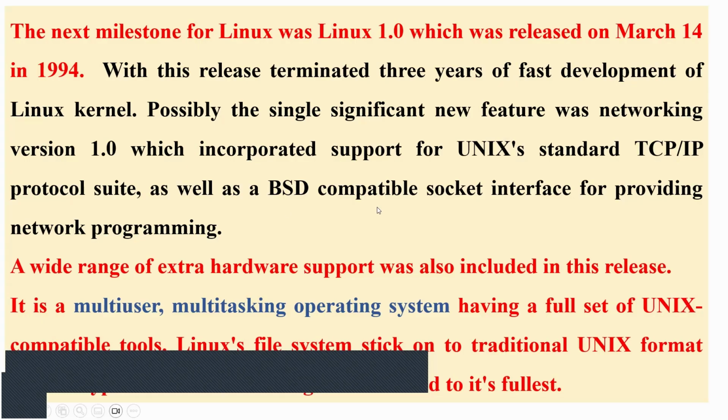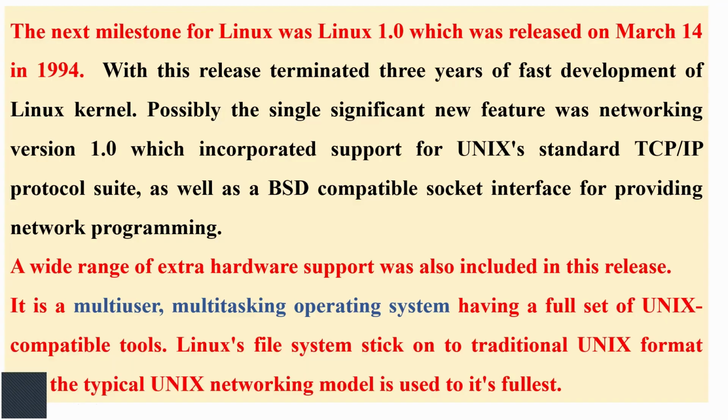Moving ahead, the next milestone was Linux 1.0, which was released on March 14, 1994. With this release, three years of fast development of the Linux kernel were concluded. Possibly the single most significant new feature was networking. Version 1.0 incorporated support for the Unix standard TCP/IP protocol suite, as well as a BSD-compatible socket interface for network programming.